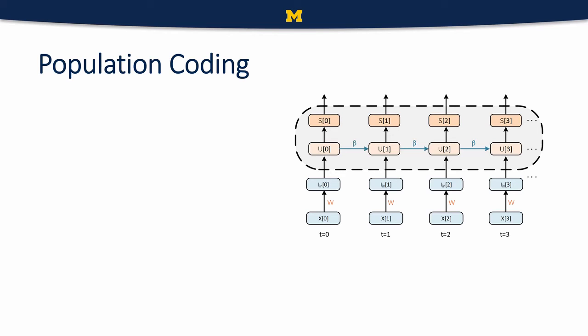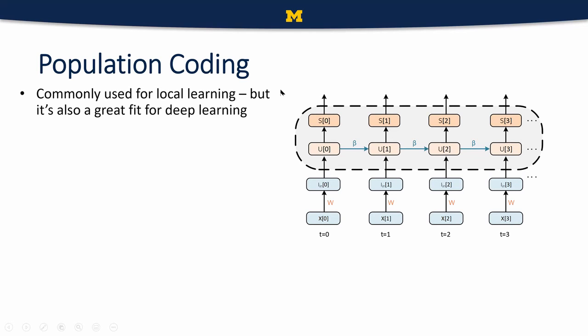So remember when I said that the spike operator really struggles to perform on difficult data sets or excessively deep networks because of the dead neuron problem? Population coding is actually a pretty nice way to circumvent or overcome that, right? Now, population coding is very, very common for local learning, so spike timing dependent plasticity, etc.